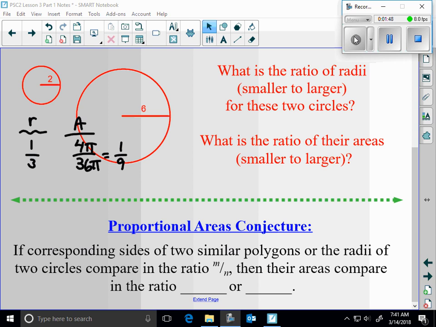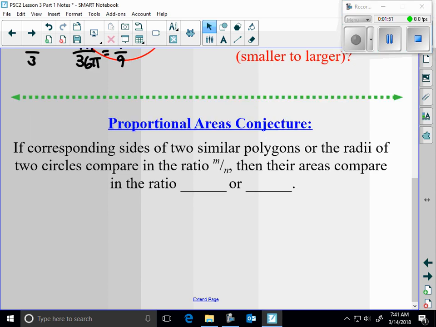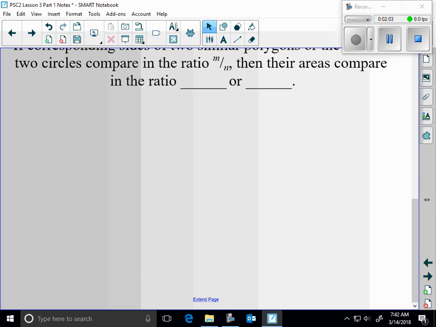So as we look at this conjecture, if corresponding sides or lengths of two similar polygons, or the radii of two circles, compare in the ratio m to n, then their areas compare in the ratio m squared over n squared. Or another way to write that would be m over n, squared.